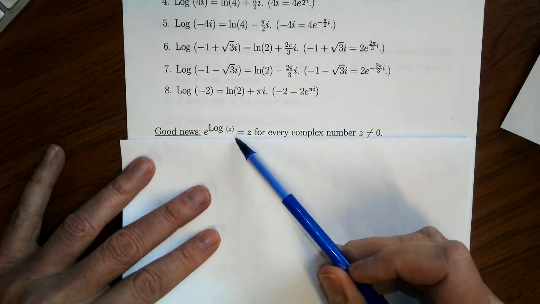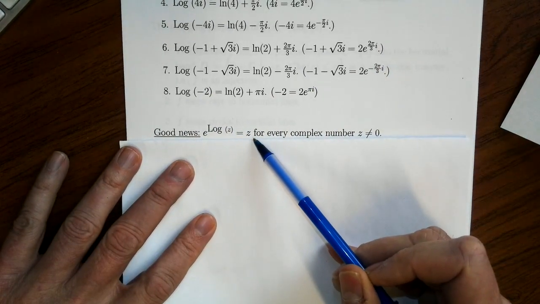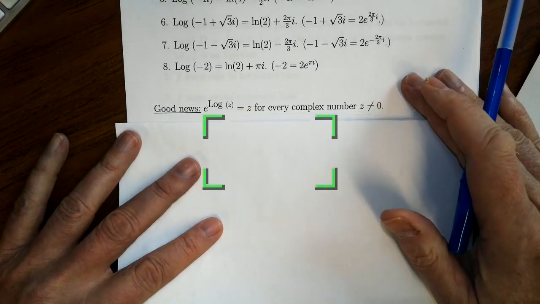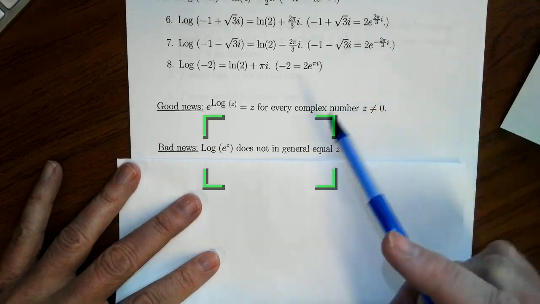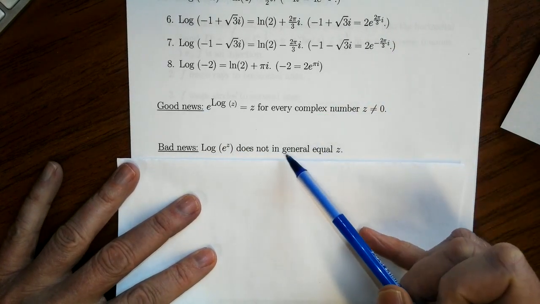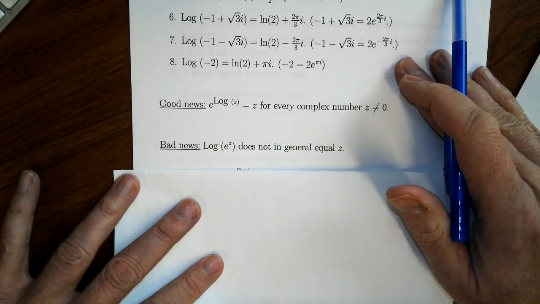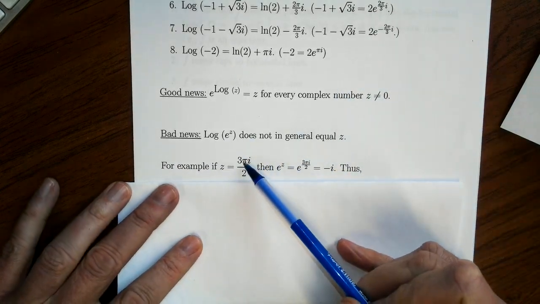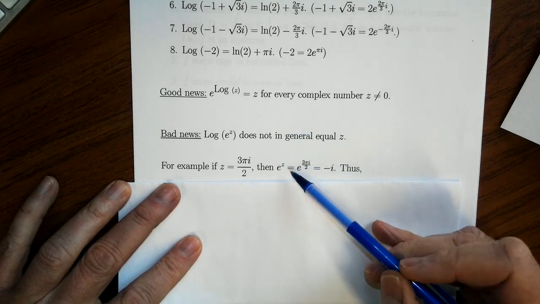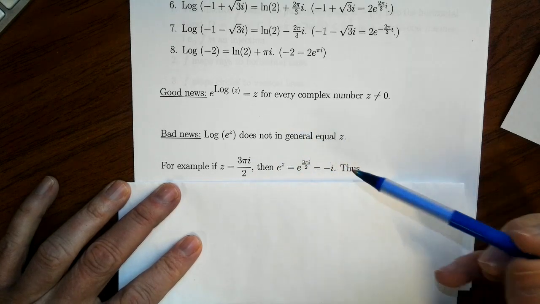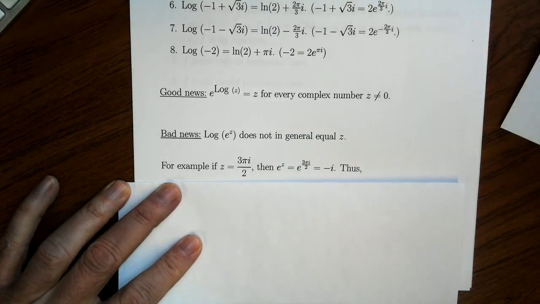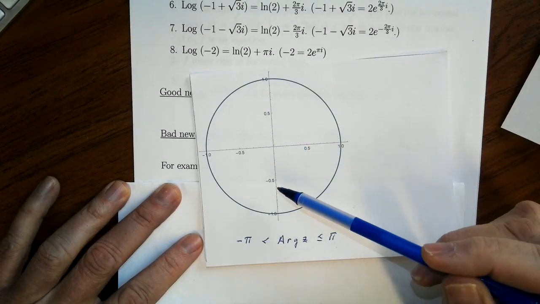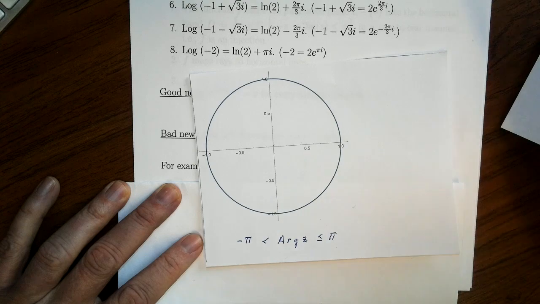Now here's the good news. e to the log of z is z for any complex number z. That's how we defined our principal log. The bad news is that the log of e to the z does not in general equal z. Here's an example. Suppose that z is 3 pi i over 2. Then e to the z would be e to the 3 pi i over 2, which is negative i. And the reason is that if we go through 3 pi over 2 radians, we'll be down here in the complex plane at negative i.